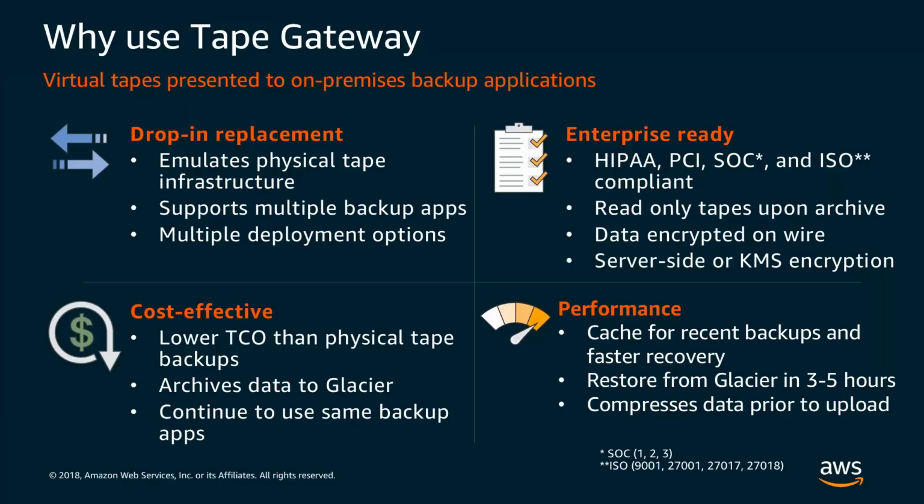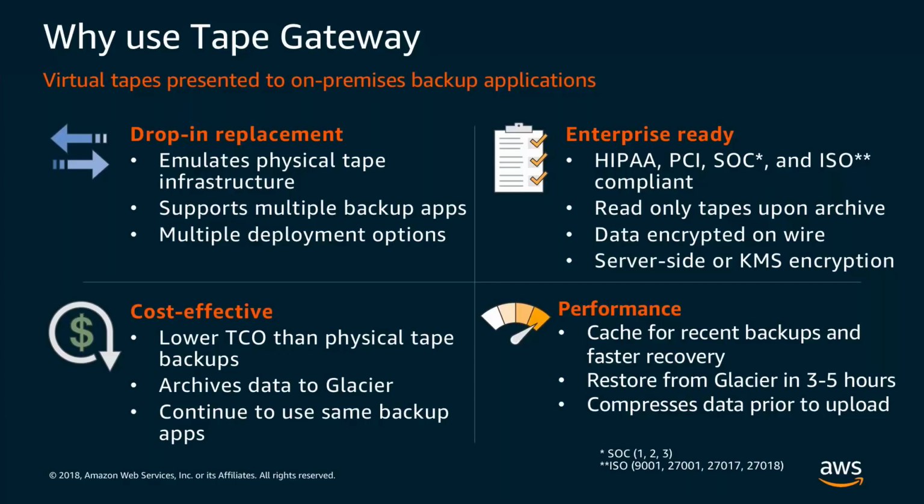And when the backup software ejects the virtual tape, the Tape Gateway archives that tape to Glacier, and it does so in read-only mode. If you retrieve the tape, it will come back in read-only mode to your virtual tape library. So you can be assured that no one has tampered with the data returned to the tape or mistakenly writes new data to the tape once it comes back from Glacier into your library.